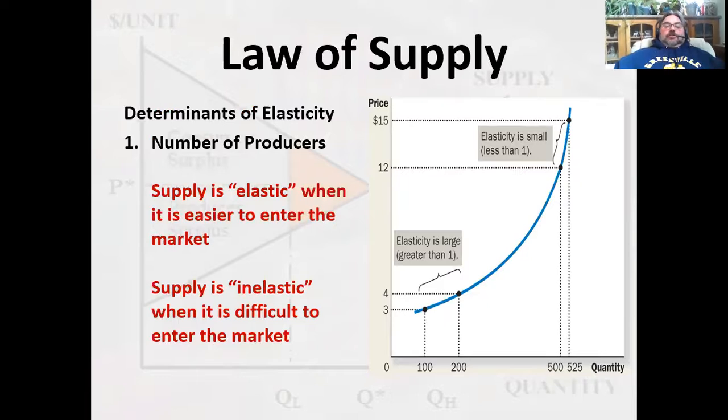And now, as I told you at the start of the video, there are 8 factors that affect elasticity of supply. We're going to look at each one in order, and I will try not to drag this out quite as long as I did with the elasticity of demand, but I do want to make sure that you have a clear understanding of them. So the first one is the number of producers that are actually out there.